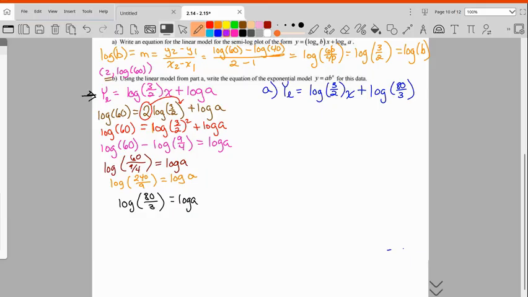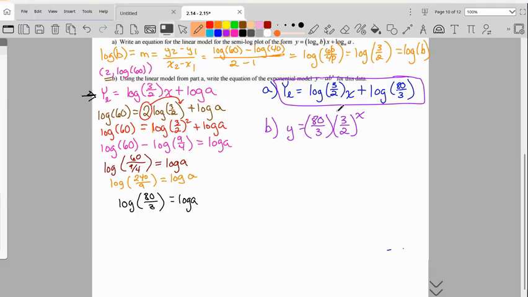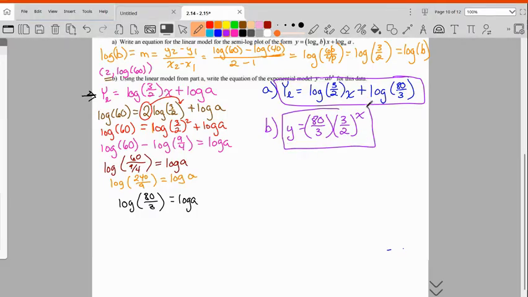The next part of the question, B, says, using the linear model from part A, here it is, here's our linear model, write the equation of the exponential model y equals a times b to the x. Well, there's our model for us. It says lowercase y equals a, which we now know is 80 over 3, times b, which we now know is 3/2, to the x. And so it's super easy to get our exponential model.